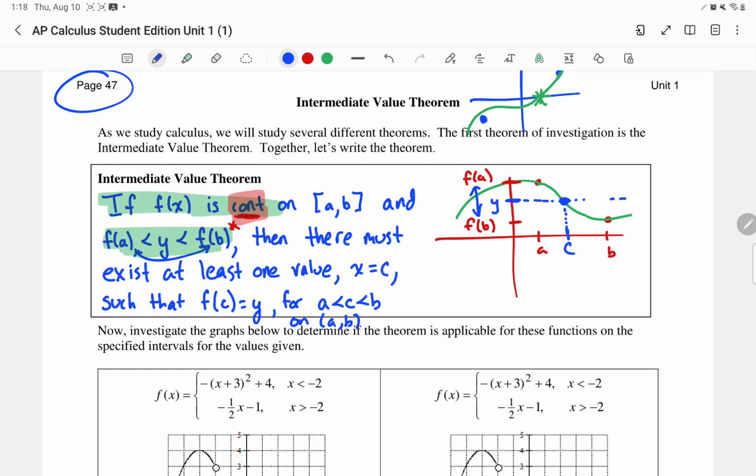Then there must exist one value of x equals c. So the next part is the then, right?